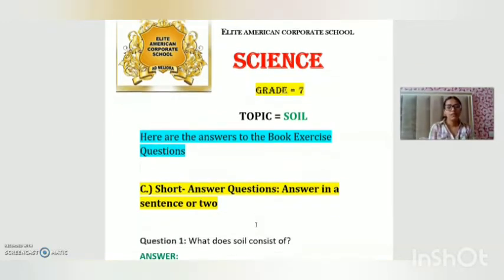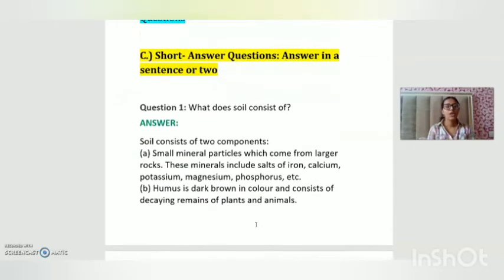Right? So let's start. Let's read what question number 1 says. Question number 1 is, what does soil consist of? Soil consists of two components. First is small mineral particles which come from larger rocks. These minerals include salts of iron, calcium, potassium, magnesium, phosphorus, etc. Second is humus. Humus is dark brown in color and consists of decaying remains of plants and animals. So these are the two components that soil consists of.